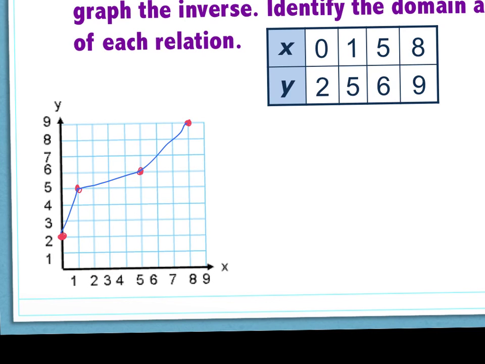So it doesn't have to be a straight line, which in this case kind of zigzags a little bit. But you don't have the same x with a different y, so this is a relation that is actually a function. So then the next thing I would do is find the inverse points.